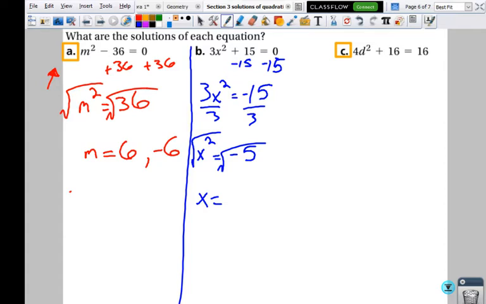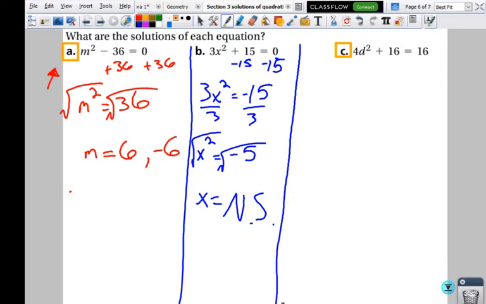Because what this means is your graph is way up here and it never crosses. So whenever you get a negative inside your square root, you plug it in, you get undefined, we just say NS for no solution. And that's it. Don't need to do anything after that.